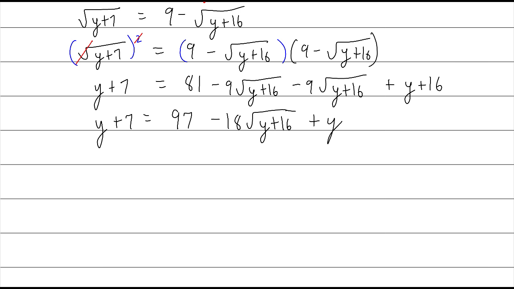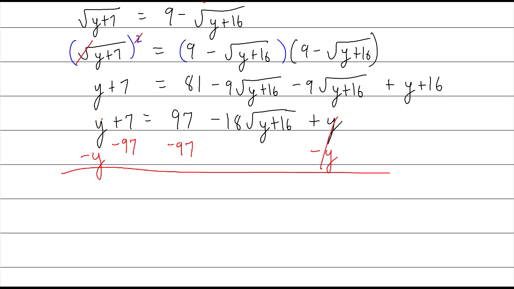Okay, so let me go back. I want to get this by itself. So I'm going to subtract 97 from both sides. I'm also going to subtract y from both sides, right? I need to get rid of that y there on the right. Well, getting rid of that one got rid of that one, so that made my problem easier. That's why I didn't want to leave that off. Okay, and then 7 minus 97 is going to be negative 90.